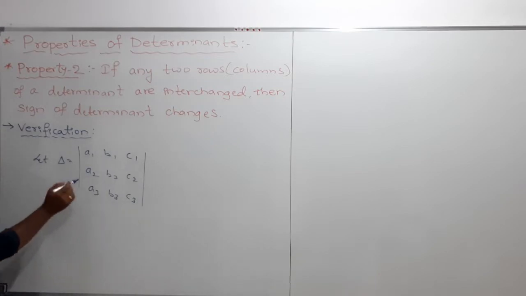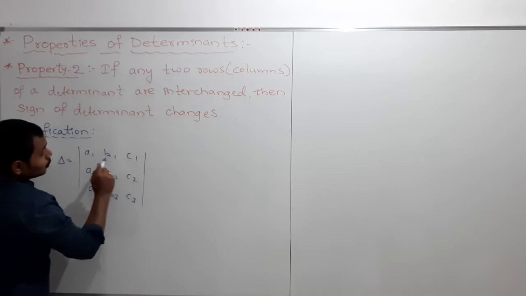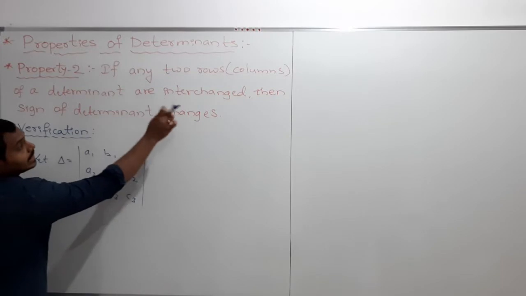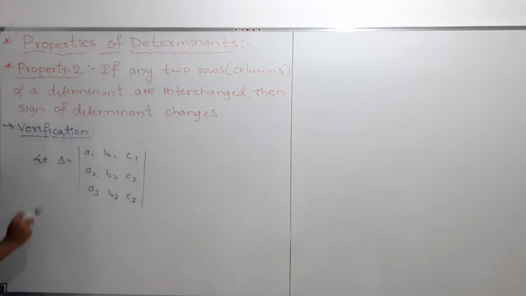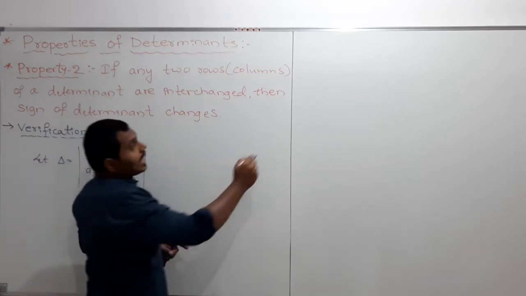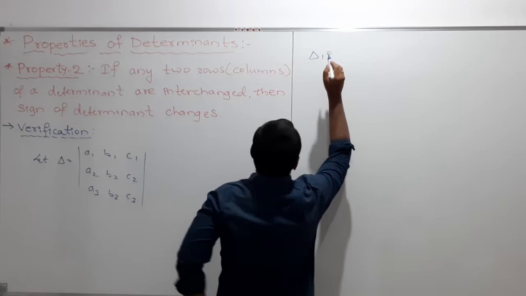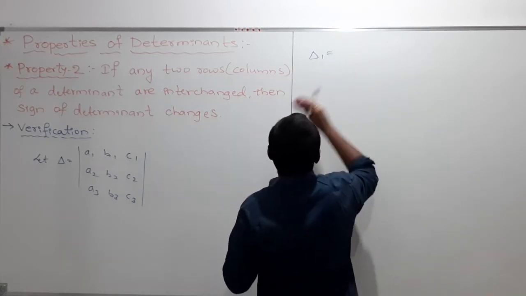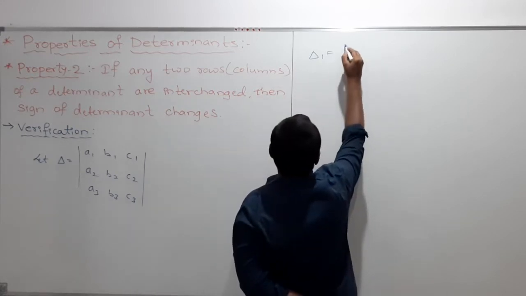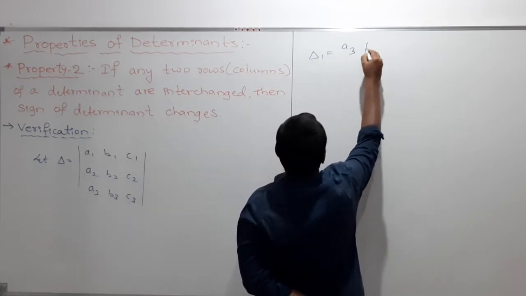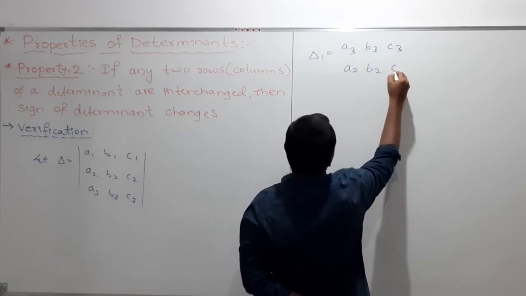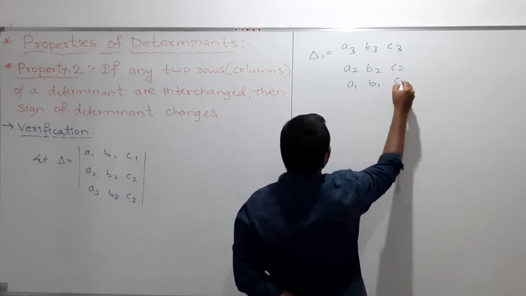So now what they are telling here is, if any two rows or columns of a determinant are interchanged, then the sign of the determinant changes. So this is the one determinant delta I have taken here. Now I will take another one, delta 1. So delta 1 I am taking in such a way, my dear students, as A3, B3, C3, A2, B2, C2, A1, B1, C1.